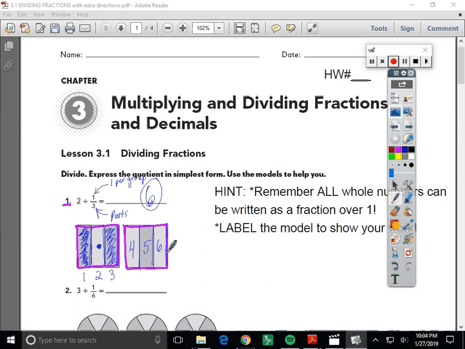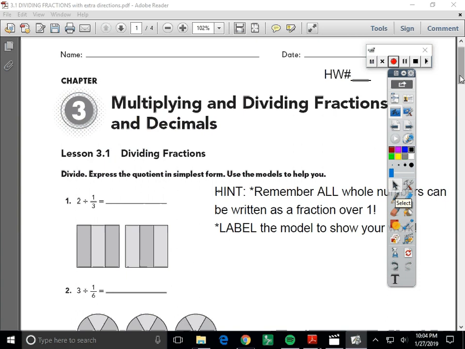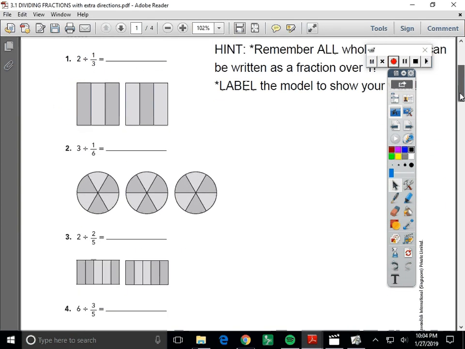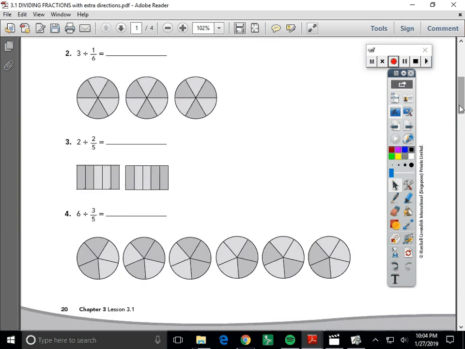We still have a whole number. We're still starting with a whole number of things, 3, and we're dividing by 1/6. So that denominator is a little bit different for us this time. So if you'll notice, they drew us 3 whole pizzas, or pies if you will, and they divided them each into 6 parts. The top number then says go ahead and put 1 per group.